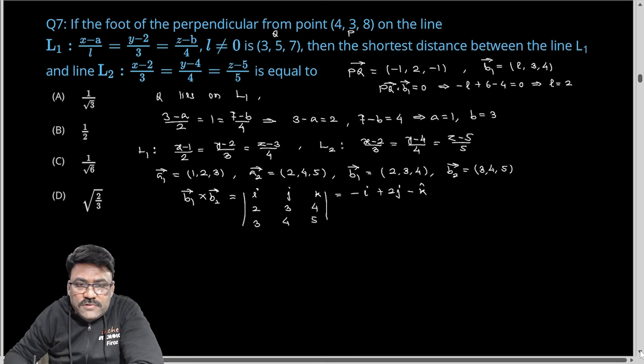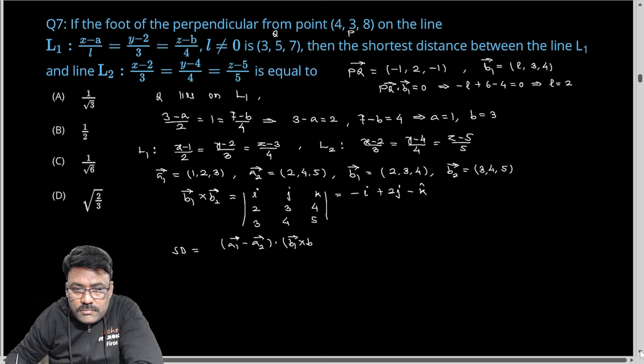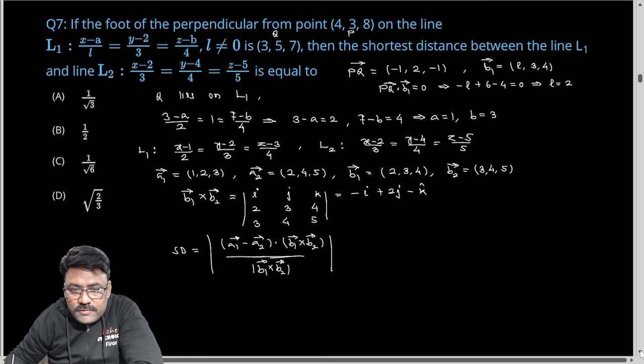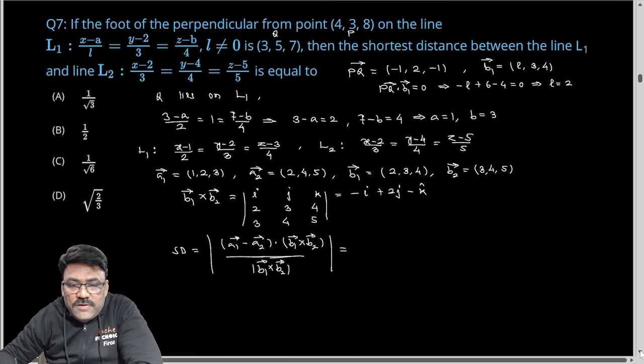So now use the shortest distance formula. Shortest distance is (A1 minus A2) dot (B1 cross B2) over mod of B1 cross B2. And in case you are getting a negative value, then take the absolute value. Now A1 minus A2 is what? A1 minus A2 is (minus 1, minus 2, minus 2).